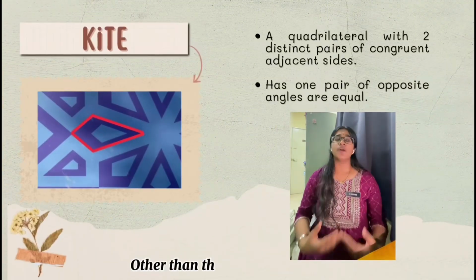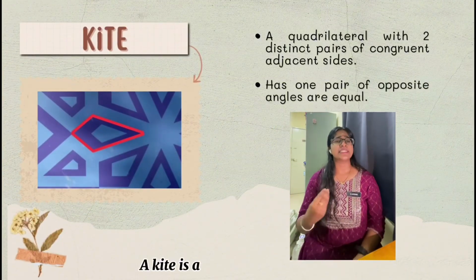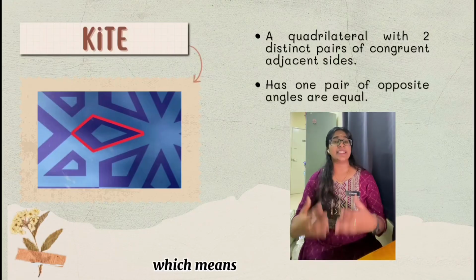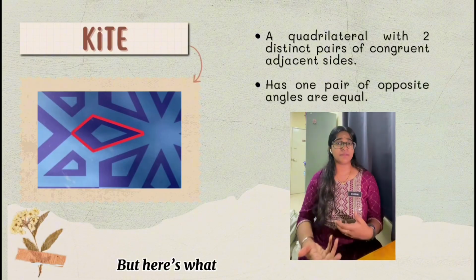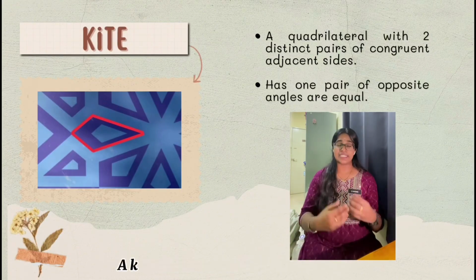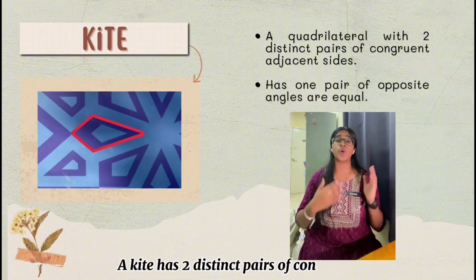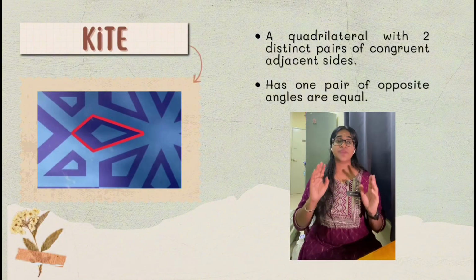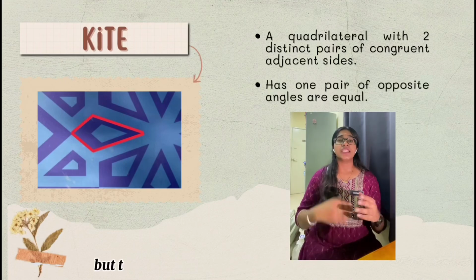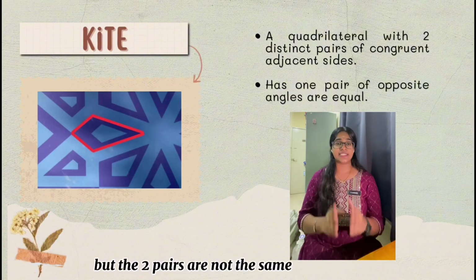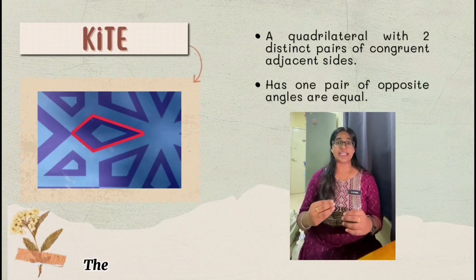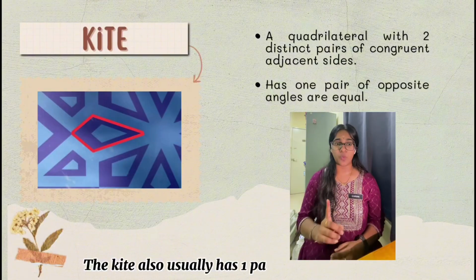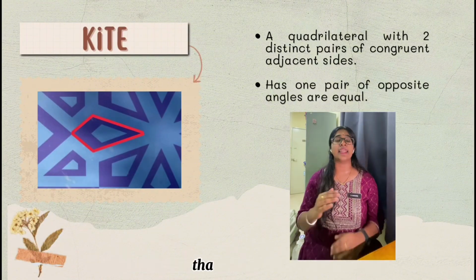Other than that, we also have the kite. A kite is a type of quadrilateral, which means it has 4 sides. But here is what makes it more special. A kite has 2 distinct pairs of congruent adjacent sides. That means the sides next to each other are the same length, but the 2 pairs are not the same as each other. The kite also usually has 1 pair of opposite angles that are equal.